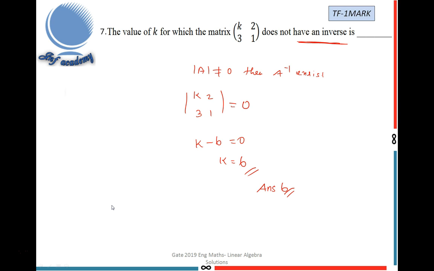These are the 2019 GATE Engineering Mathematics questions related to the concepts, matrices and determinants.